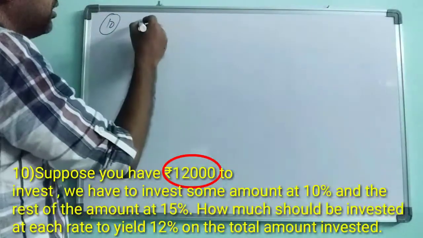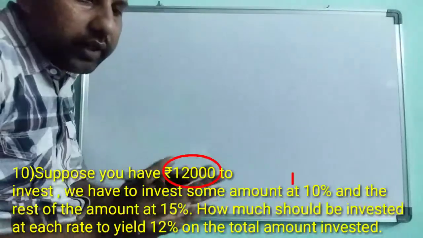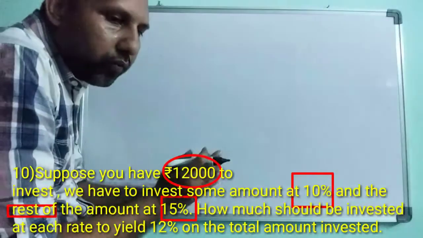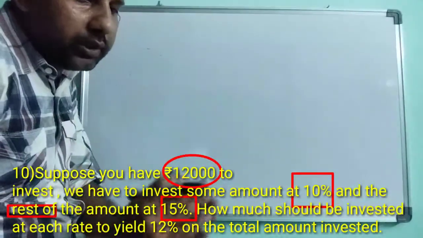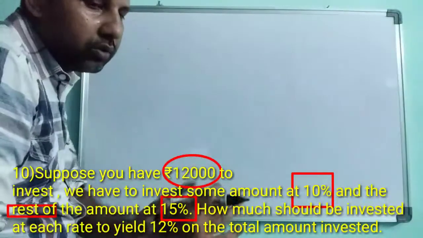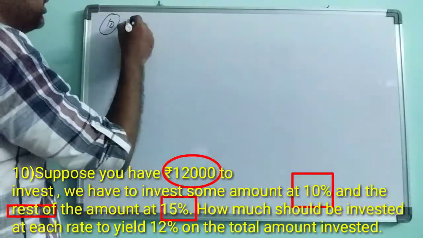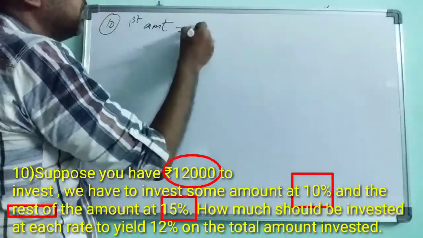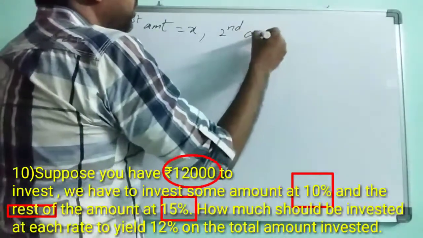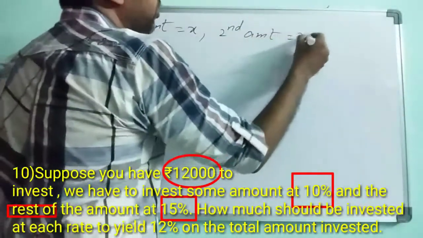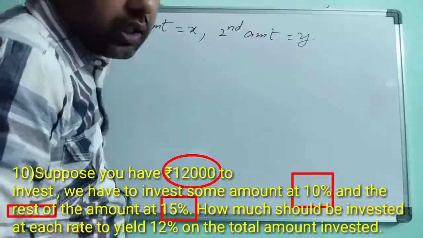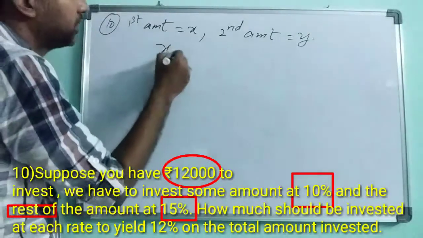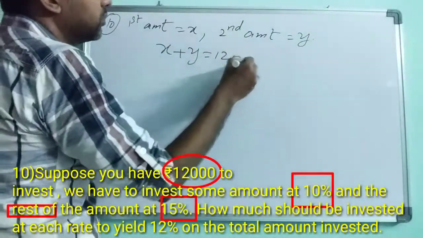That means it is divided into 10% and 15%. For one amount and the remaining amount, we can consider first amount and second amount. Let the first amount be X and the second amount be Y. AMT is a shortcut for amount. The total amount invested is 12,000, so these two parts when we add should be equal to 12,000. X plus Y is equal to 12,000.